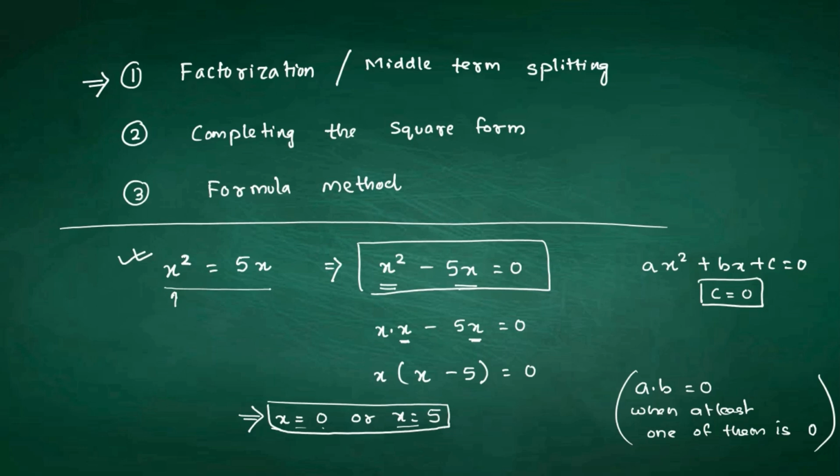Now let's take another example. Let's say you have been given x square minus 16 equals 0. This will be considered as a quadratic as the highest degree of the variable here is 2. And if we map this with the standard form, that is ax square plus bx plus c equals 0, you can see that you have the x square term and you have the constant term, but the x term is missing. So when the x term is missing, how do we do it?